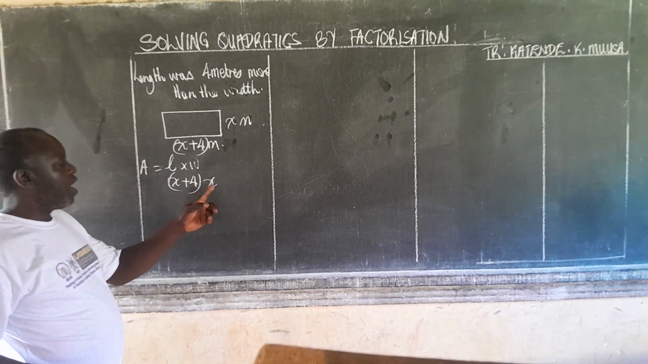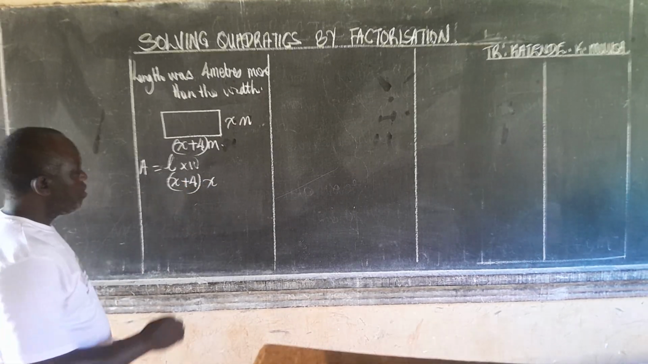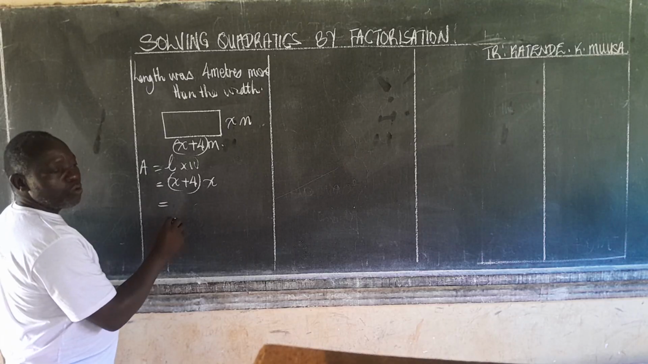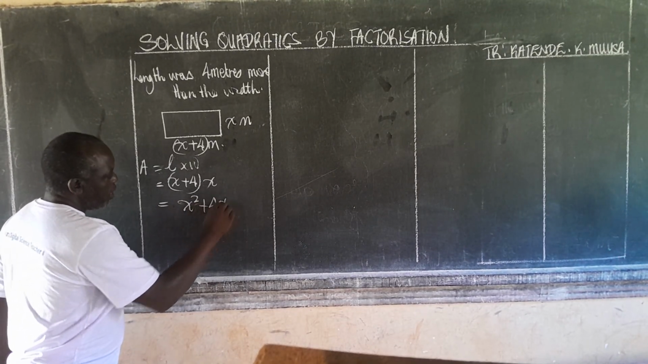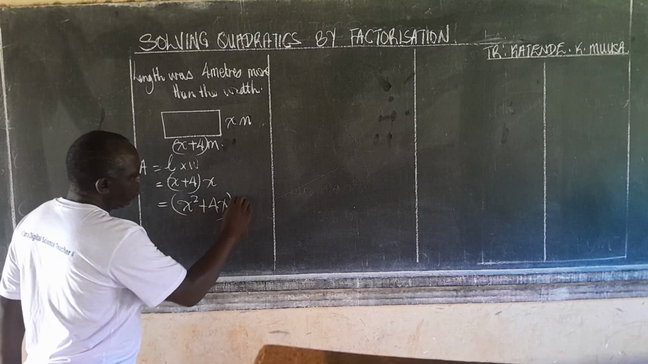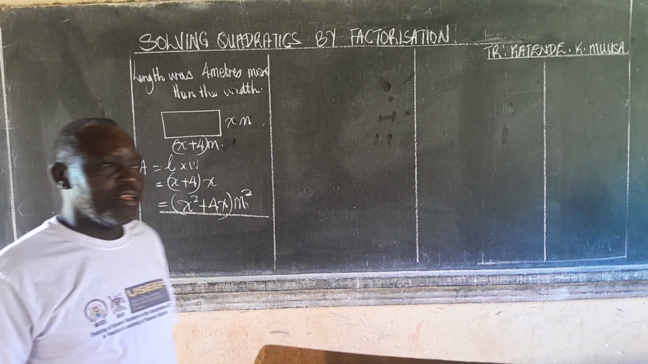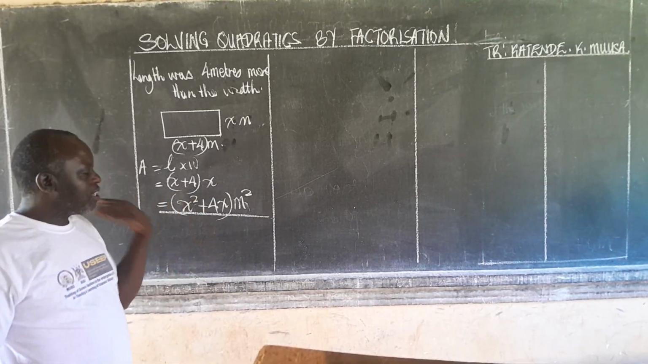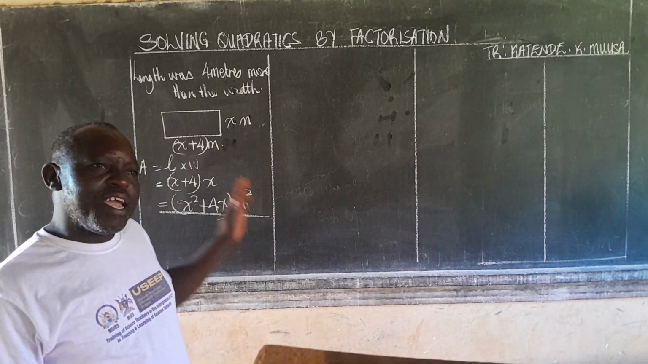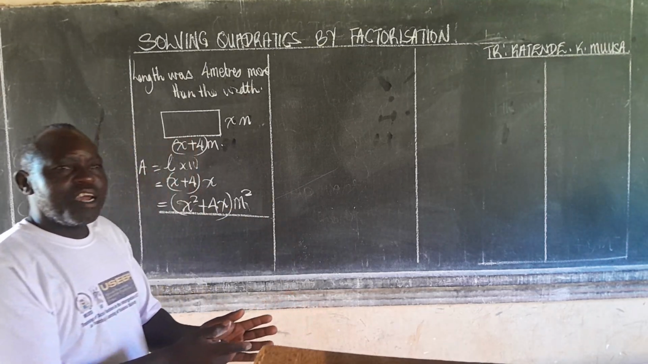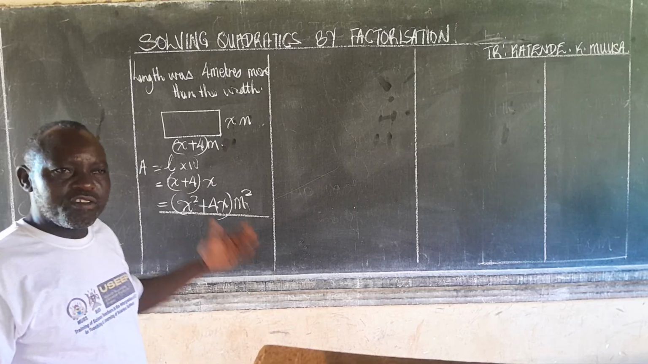And this one had to be multiplied by x and then by 4. Therefore, the area was x squared plus 4x, in meters squared. Then after getting this expression, it is told again that the area has been measured and now the area is equated to 60 meters squared.